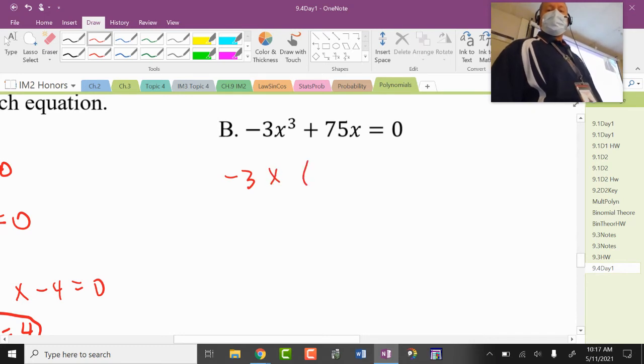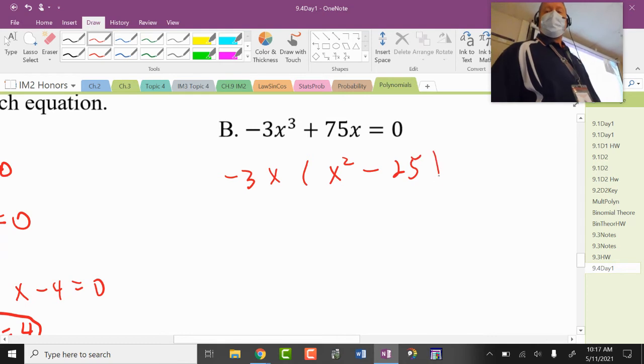Negative 3x gives me x squared minus 25. Negative 3x.